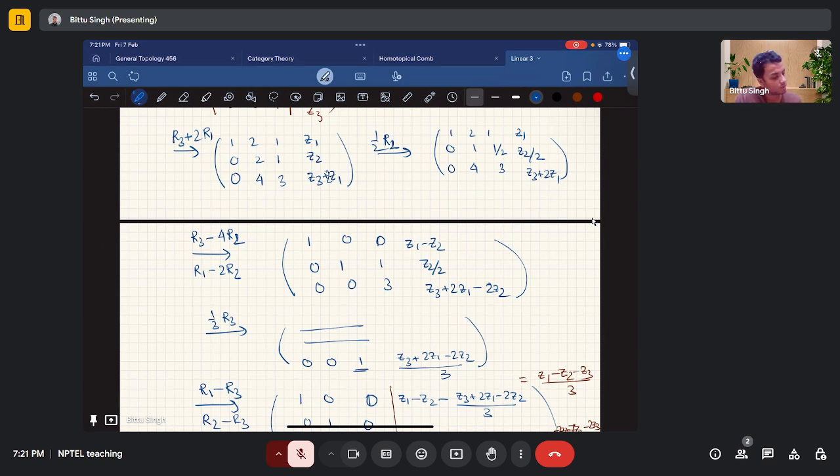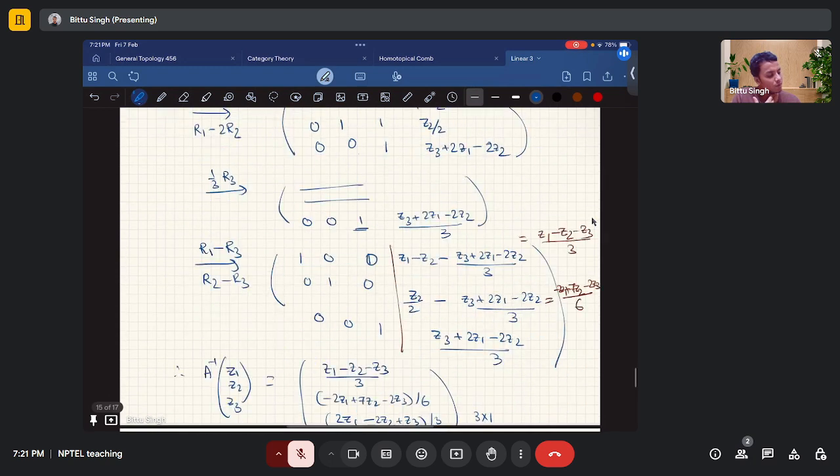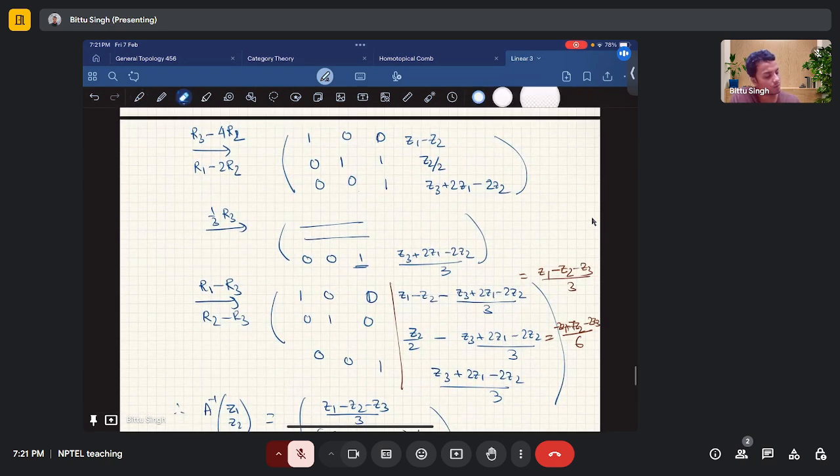Now R3 minus 2 R2, 4 R2, this is 0, 3 minus 2, which is 1. So it is now more easier. Z3 plus 2 Z1 minus 2 Z2. Yes, it is okay. Now there is no need to perform this operation because it is already 1 in the third row.